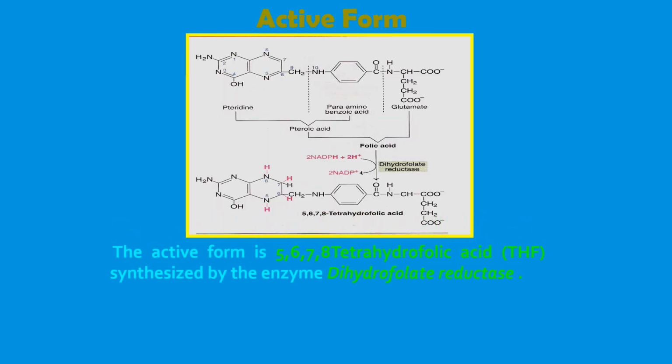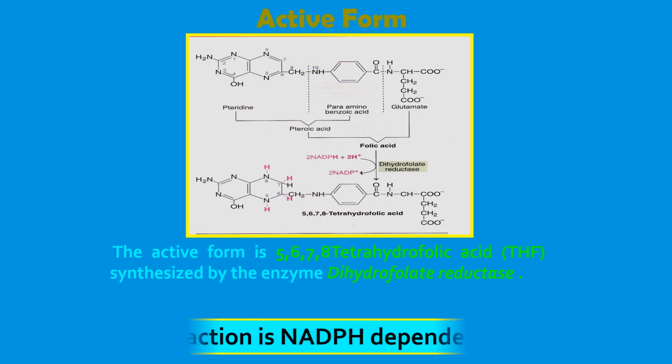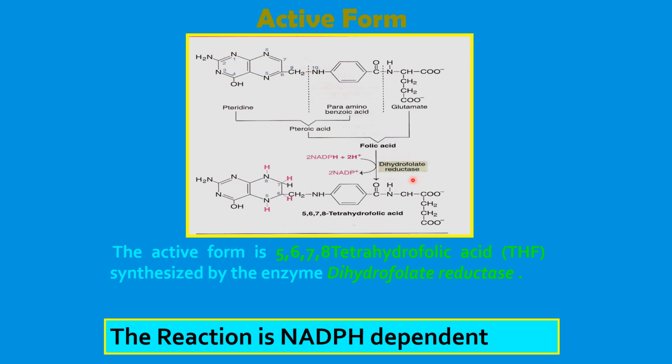So once we get folic acid from diet, we are able to convert it to the active form by a very important enzyme referred to as dihydrofolate reductase. Dihydrofolate reductase adds 4 hydrogens to the folic acid. You can see here 1, 2, 3, 4, to give us our 5, 6, 7, 8 tetrahydrofolic acid. So we're moving from folic acid to tetrahydrofolic acid, which is the active coenzyme form.